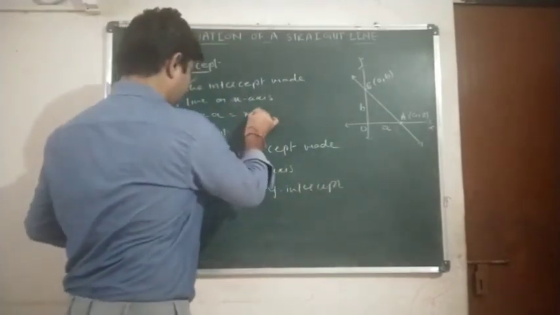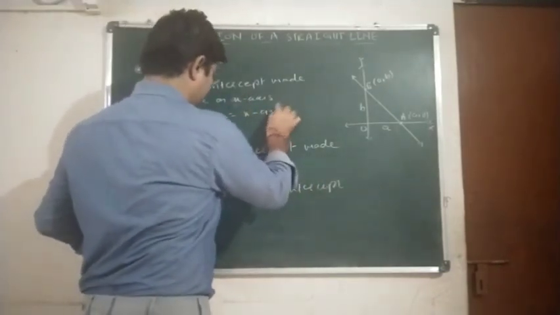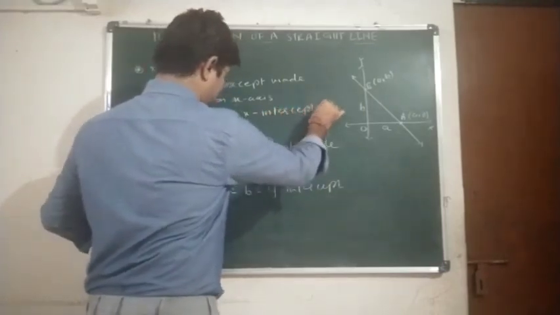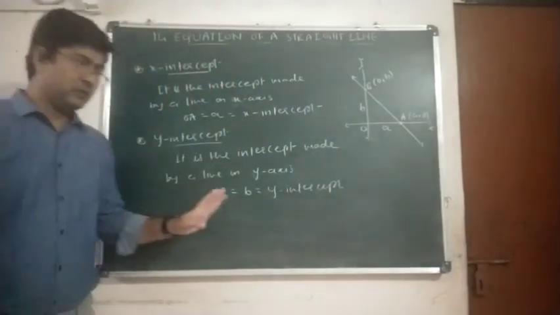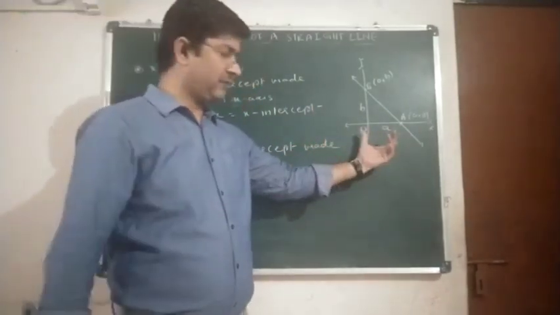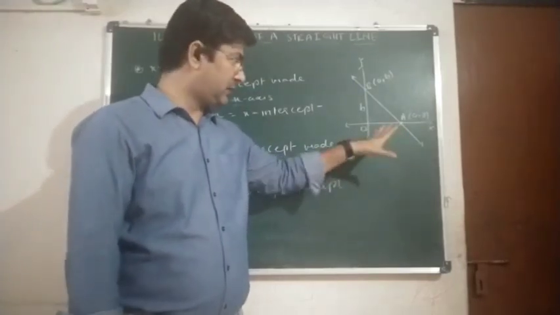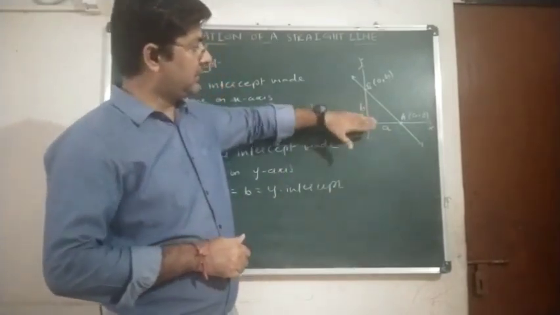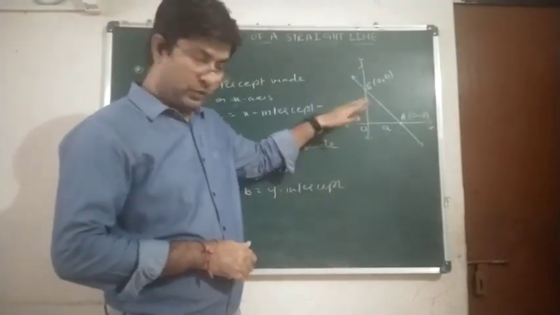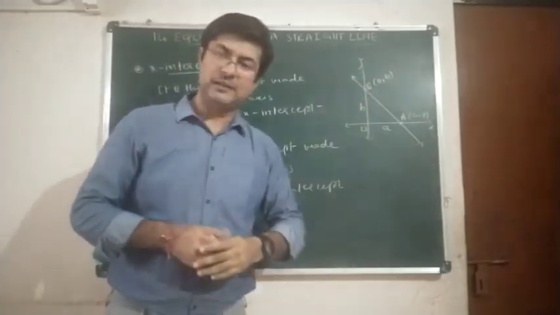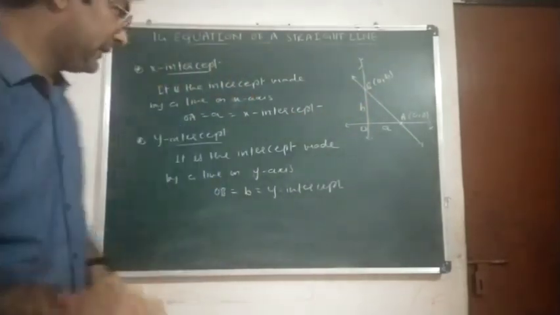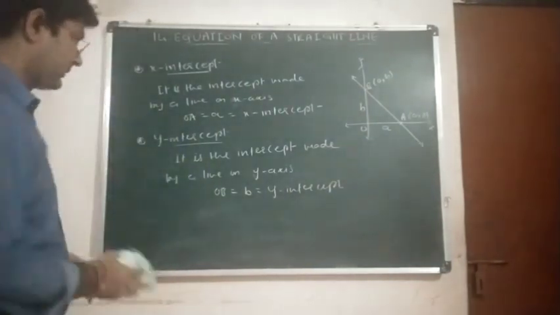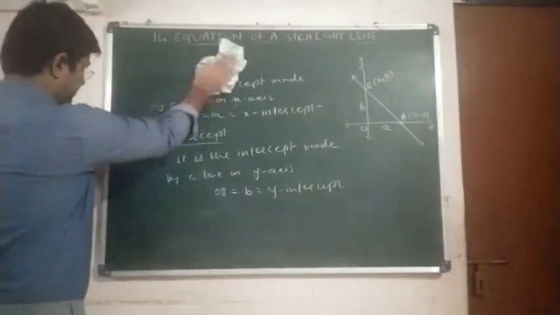This OA equal to A is the x-intercept. Clear? Okay, on the right hand side we consider the value of the intercept to be positive, and on the left hand side we will take the value of the intercept to be negative. Similarly, above the x-axis the y-intercept is positive, and below the x-axis we will take the negative value of the y-intercept. Clear? Okay, now let us see the different forms of equations of lines.